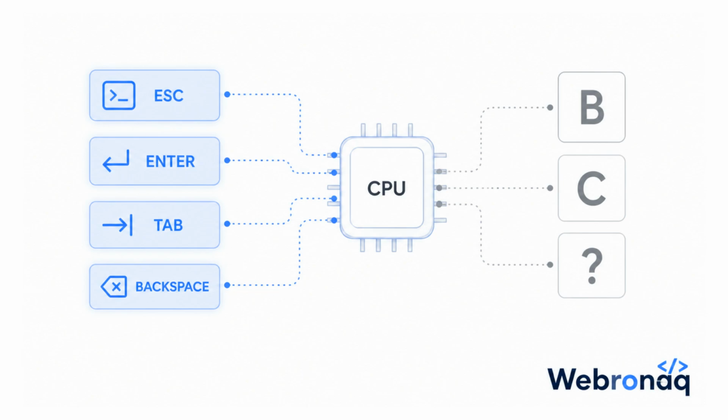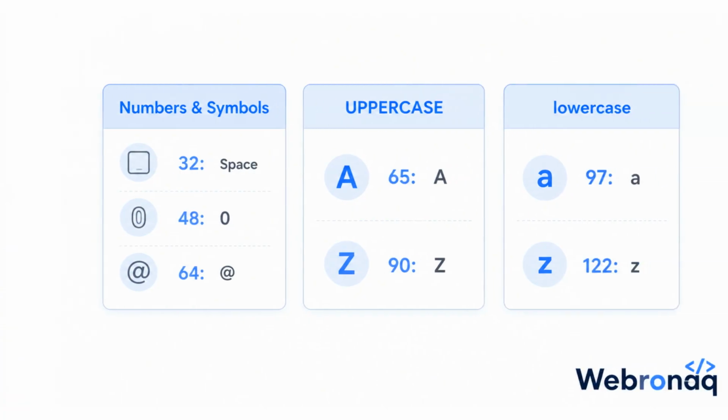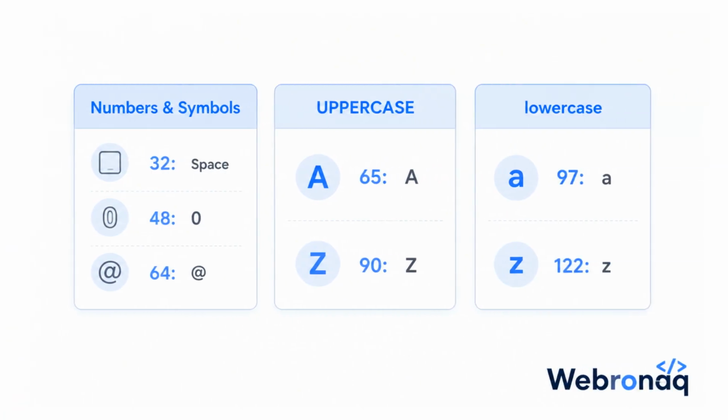So if the first 32 slots are for commands, what about the rest? Let's look at how the alphabet we actually use is organized. All right, let's look at the stars of the show, the printable characters. These occupy slots 32 through 126, and they are the characters you see on your screen every time you type. Now look at this. The very first printable character at slot 32 is actually the space. Even though it looks like nothing, the computer treats a space as a real character with its own specific code.